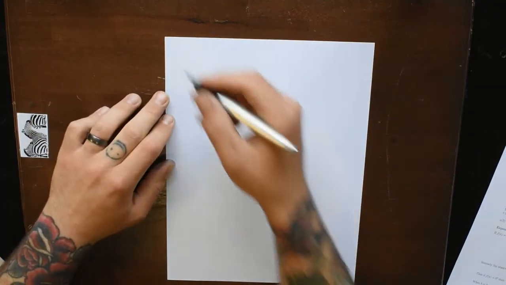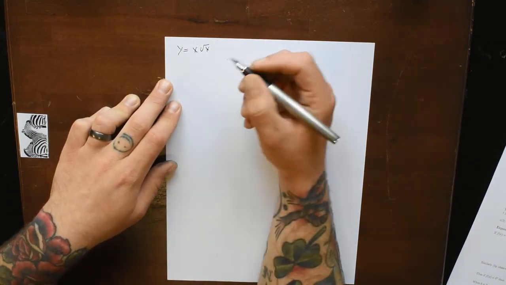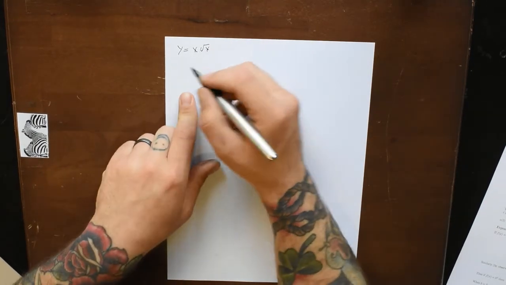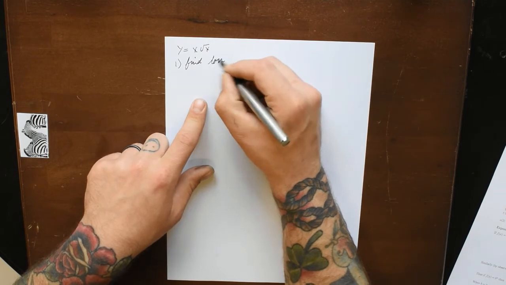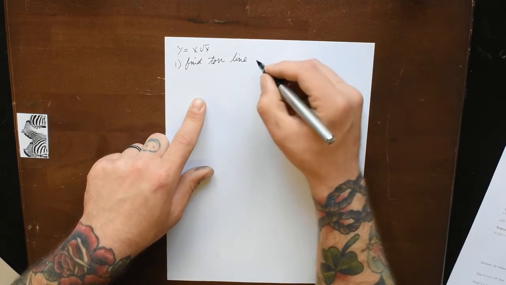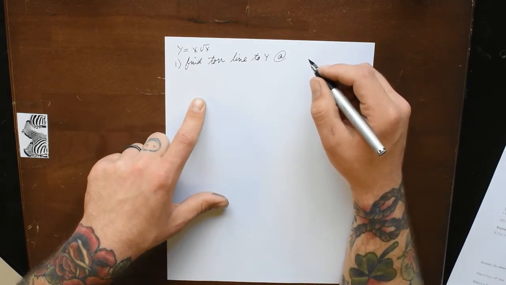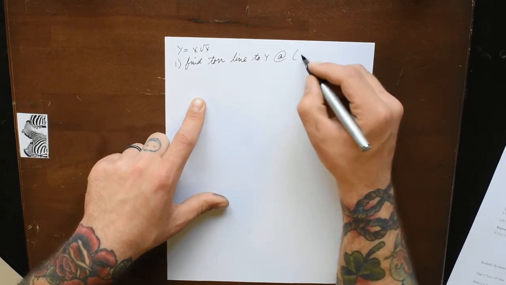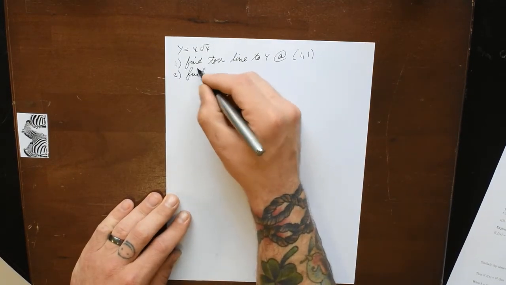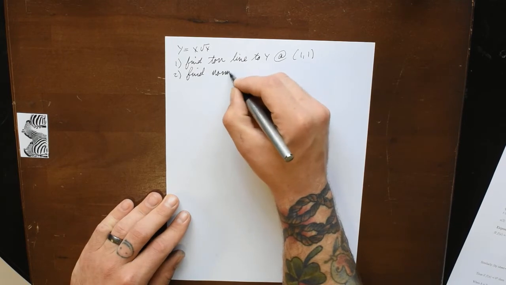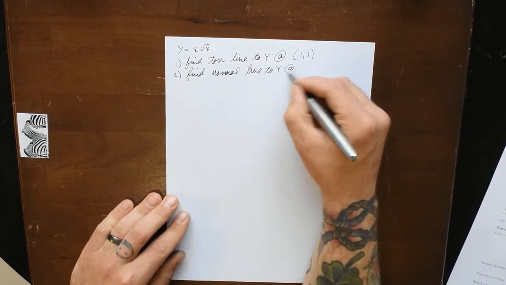So we've got this curve, y is equal to x times the square root of x. And what we want to do is, first off, find the tangent line to y at the point 1, 1. And the second thing we're going to do is find the normal line to that curve y at the same point.